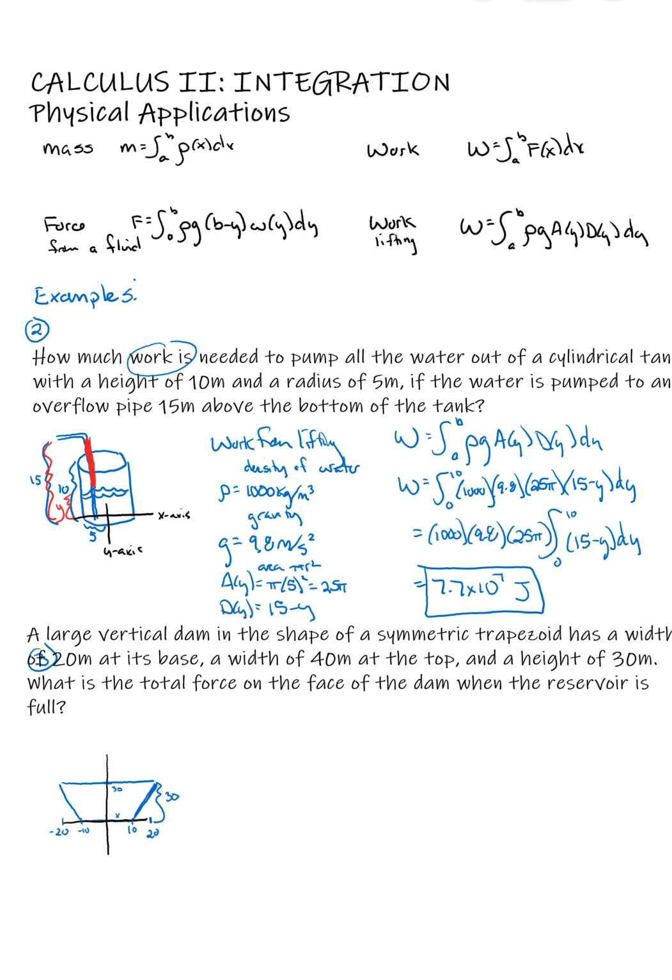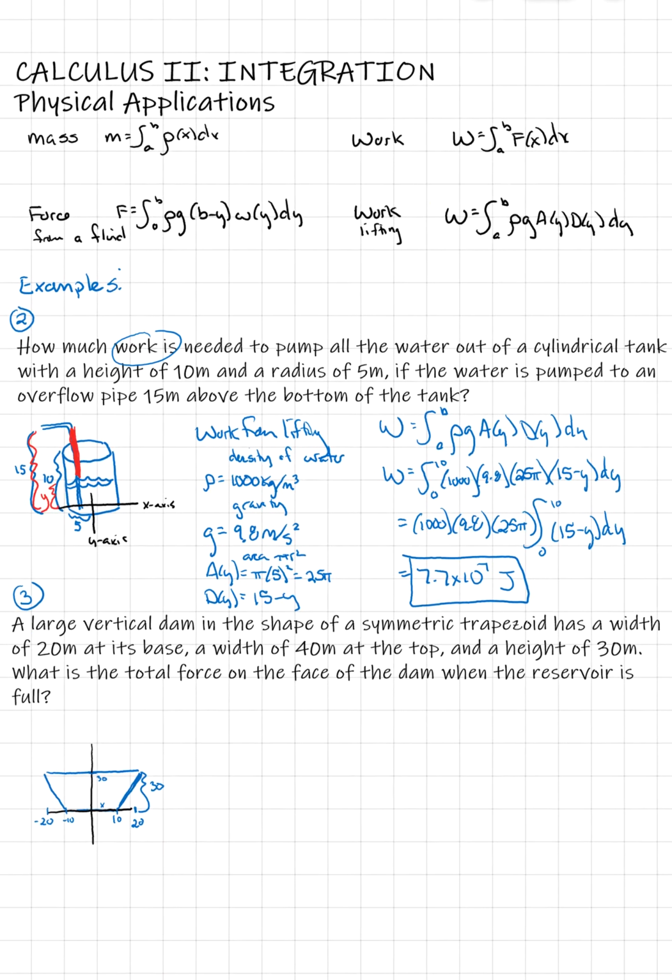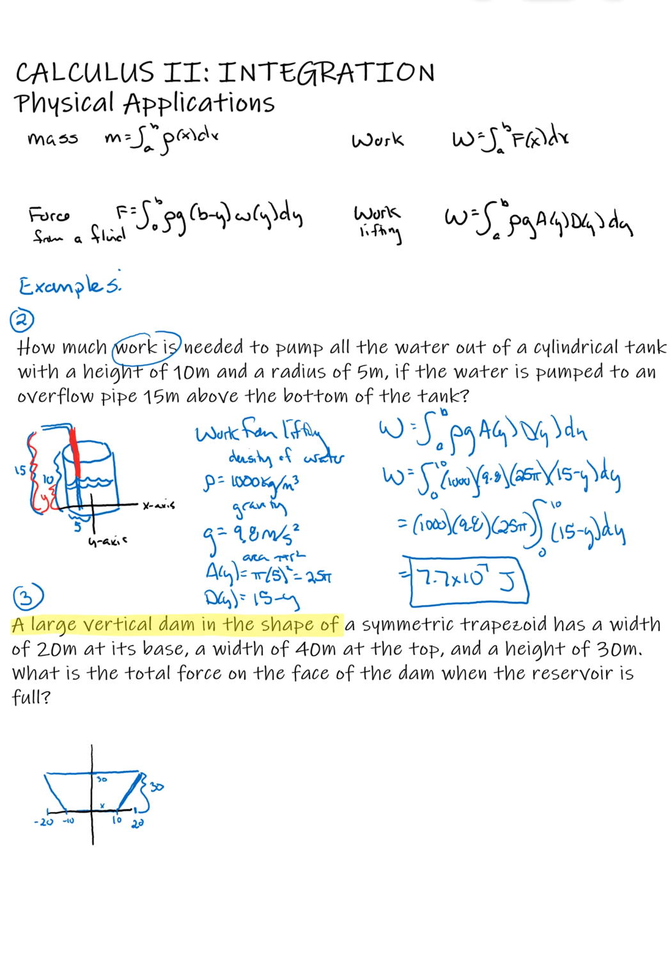Okay, let's see. This got a little out of whack. All right, for example 3, we have a large vertical dam in the shape of a symmetric trapezoid that has a width of 20 meters at its base and a width of 40 meters at the top, and the height is 30 meters.